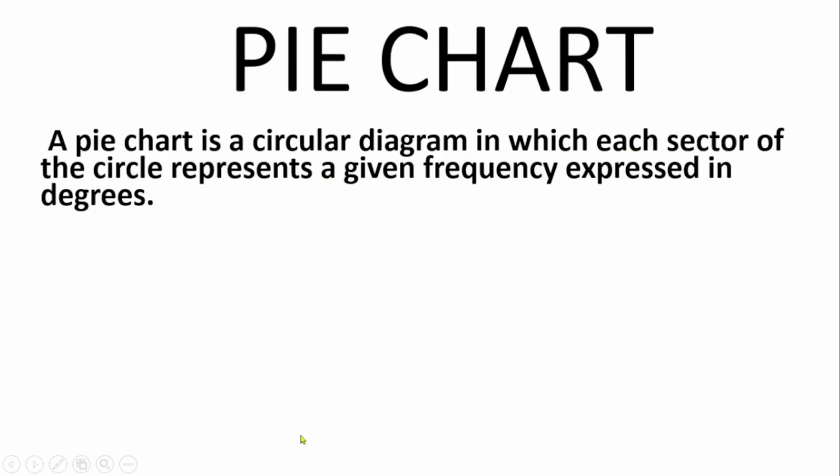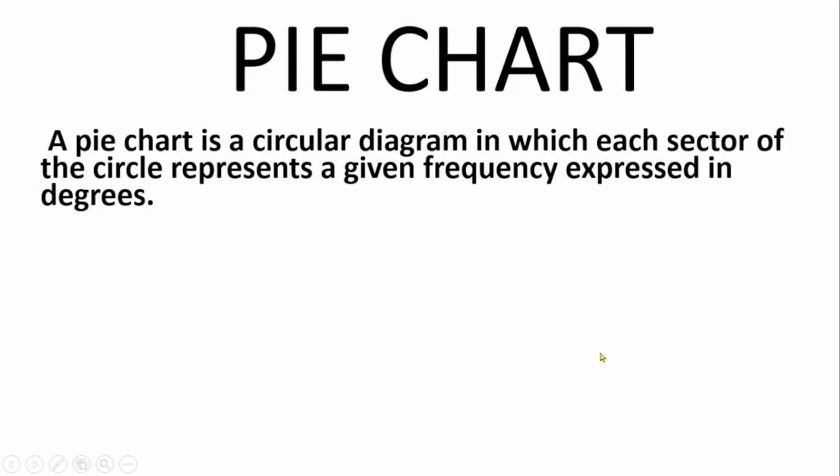So that is to say, a pie chart is in a circular form. It is in the form of a circle where the circle is divided into different sectors. And these sectors come about by changing the frequency of each item given, or each data given, into sectorial angles.